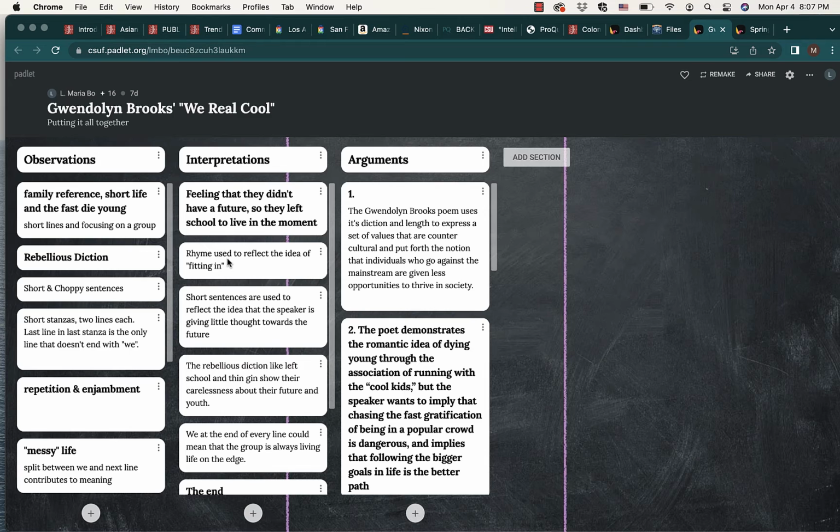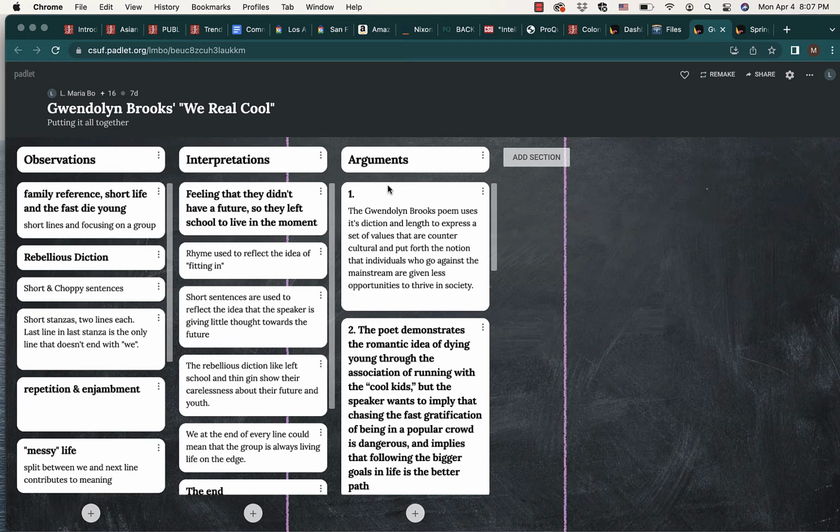So they have to think about what the rhyme in the poem is doing, or what the short sentences are there for. So you've noticed there's rebellious diction. What does it do? Only then can they go to the third step, which is build an argument about the poem and what the poem means.